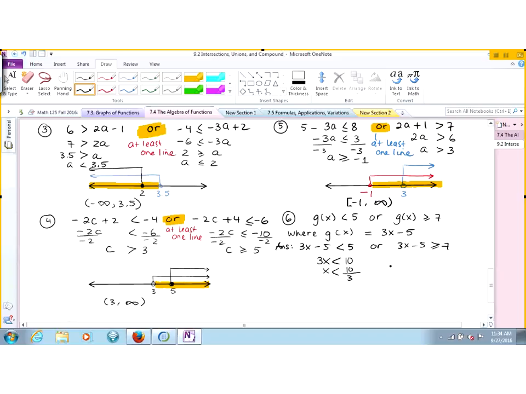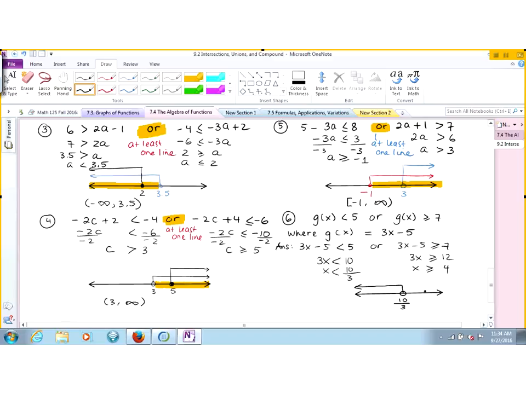x is less than 3.33333, or you can just leave it as 10 over 3, yes. So here 3x is greater than or equal to, so x is greater than or equal to, yes. That's it, you're done, right? And then this is or. Okay, 10 over 3. Open.